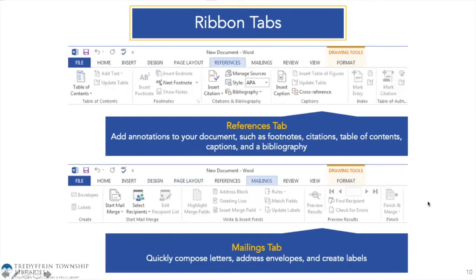The next two tabs are the Reference tab and Mailings tab. So the Reference tab will allow you to add annotations to your document, such as footnotes, citations, table of contents, captions, and a bibliography. So if you are using Word for school, so you have a paper due, you can actually use Word to insert the citation and to create your bibliography or your cited references page.